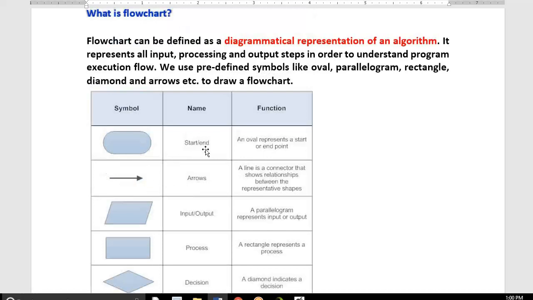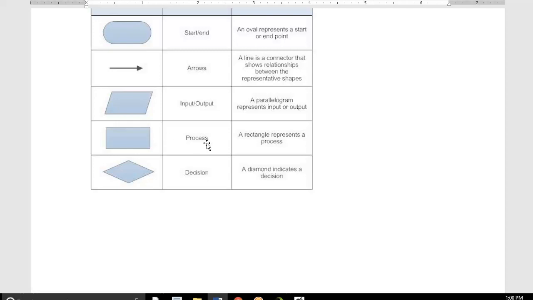Start and end can be represented by using an oval or rounded rectangle. It represents start and end. An oval represents the start or end of a program. Arrows we use to show the program execution flow. A line is a connector that shows the relationship between the representative shapes. Input and output can be represented by using a parallelogram, and processing steps are represented by a rectangle. Decision making steps are represented by the diamond or rhombus.